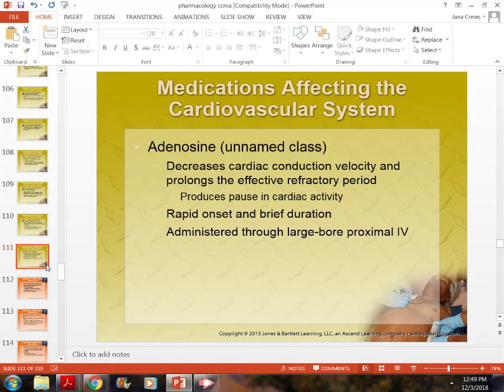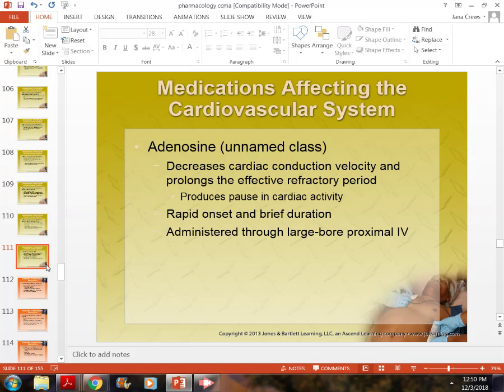Adenosine is something that you guys may never give. Hopefully, you'll never give it unless you're a nurse that's part of a code team. It's the only time I've ever given it, as part of a code team, and that's because I needed to rapidly cardiovert someone, and we did not want to use the AED. The patient was awake and alert, but they were going into ventricular fibrillation, and so we gave them something called adenosine, which we're discussing here.